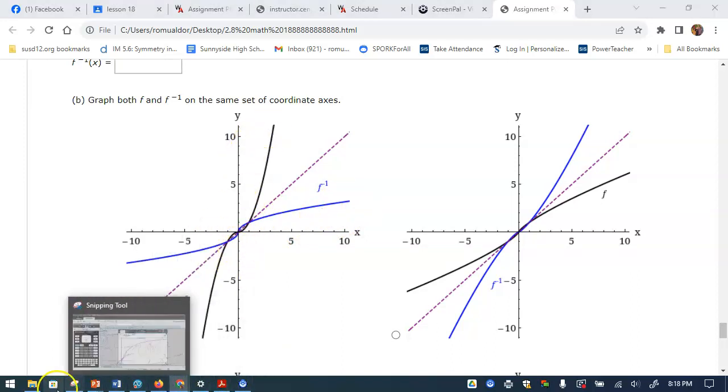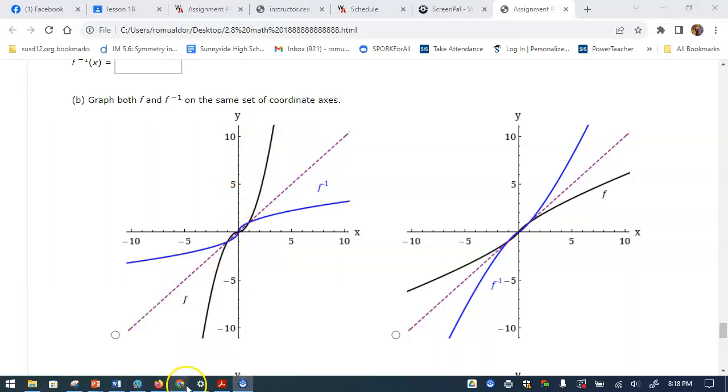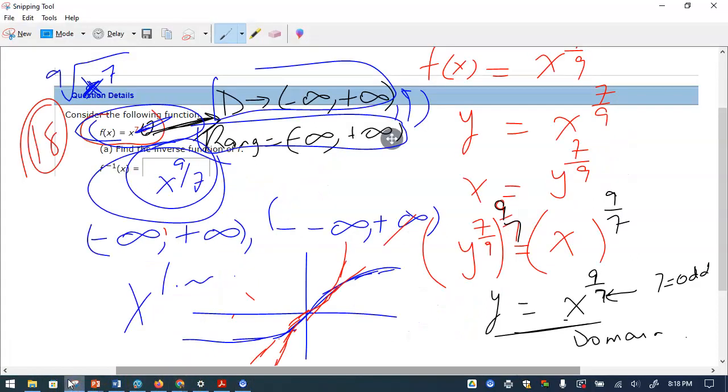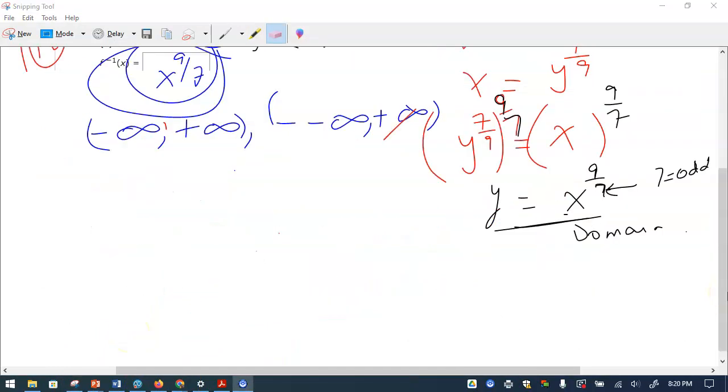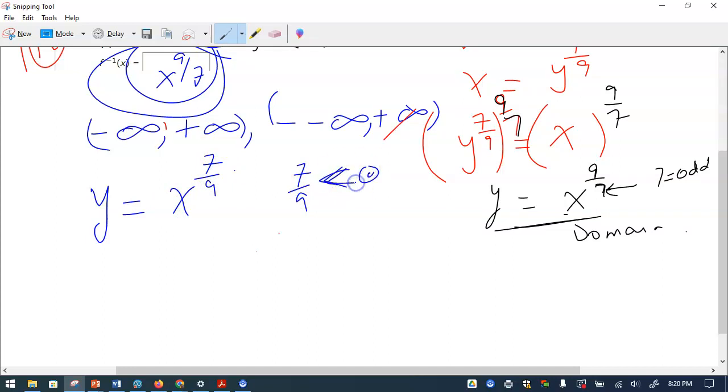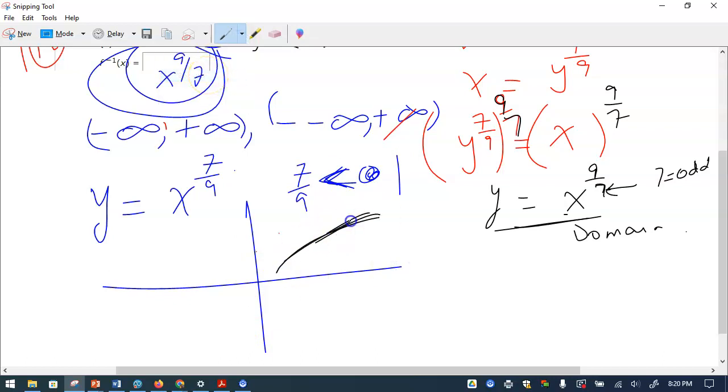So what I did earlier was wrong, because this is very tricky here. Let me explain this very nicely, the tricky part. The original function was y equals x^(7/9), and you can clearly see 7 over 9 is less than 1. So if it is less than 1, the graph has to be something like this. This has to be the graph.